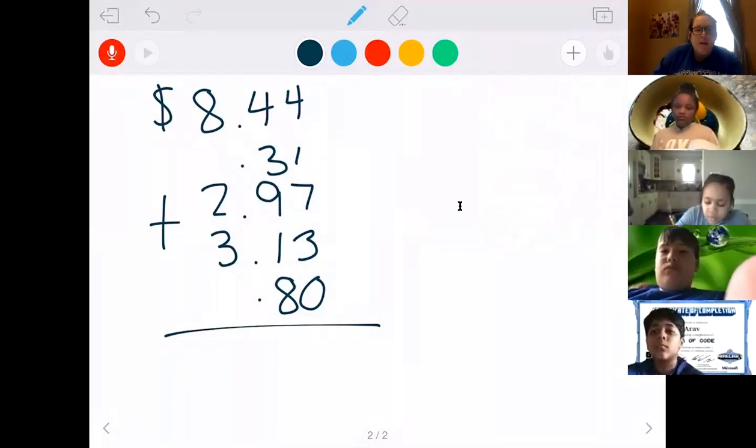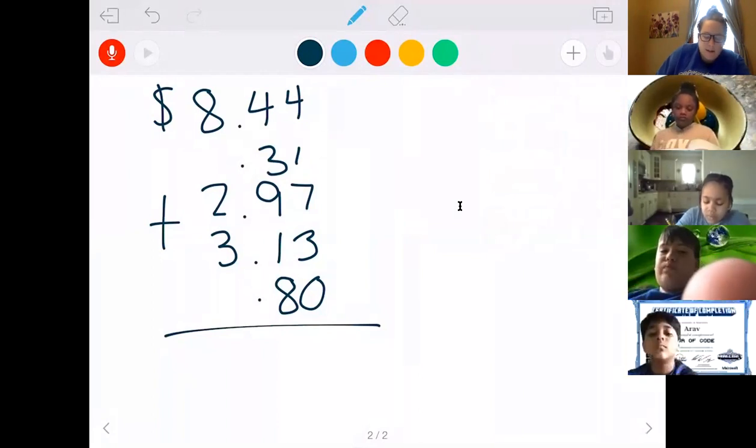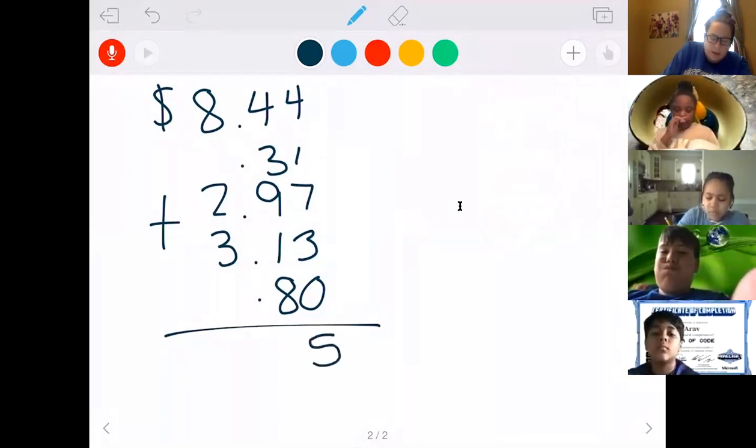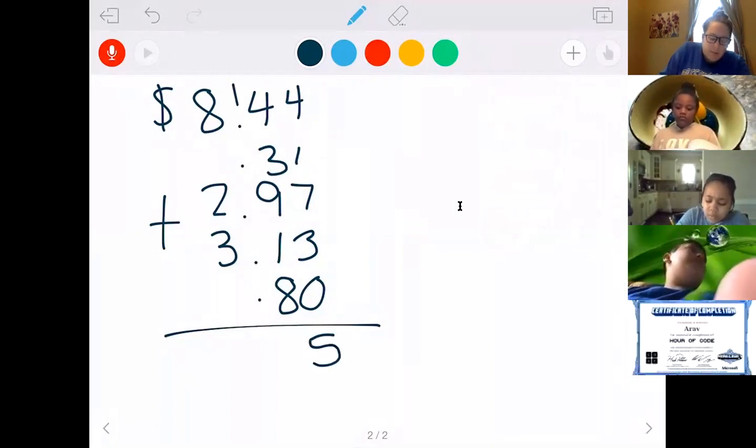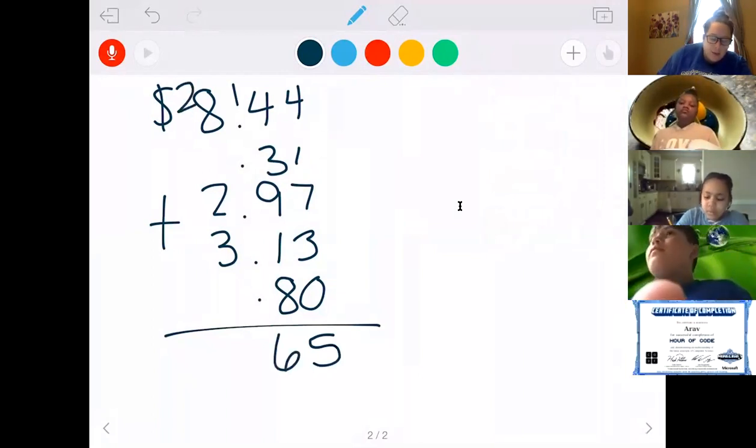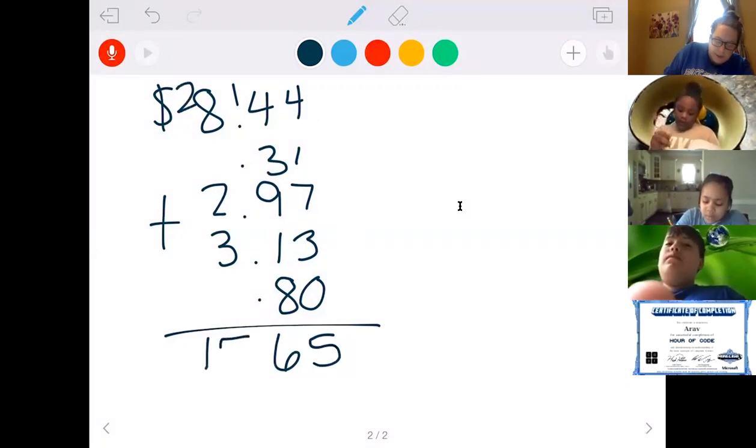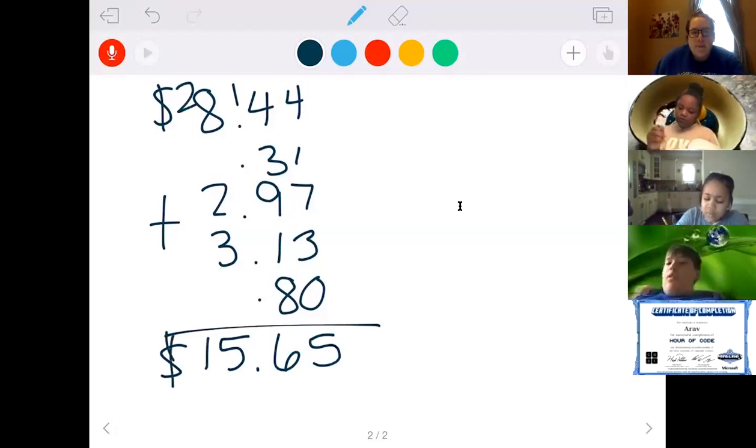So if we look at this column, the ones column, 7 plus 3 is 10, plus 1 is 11, plus 4 is 15, so carry your 1. 9 plus 1 is 10, plus 8 is 18, plus 3 is 21, plus 4 is 25, plus 1 is 26. Then 8 plus 2 is 10, plus 3 is 13, plus 2 is 15. So 1565. Then I gave you 5 numbers.